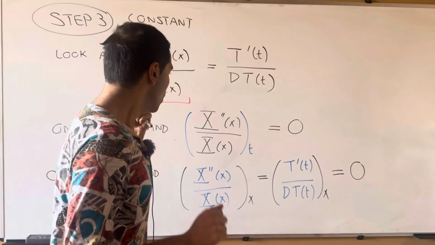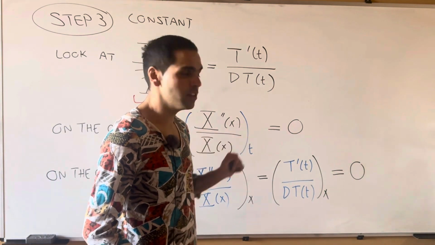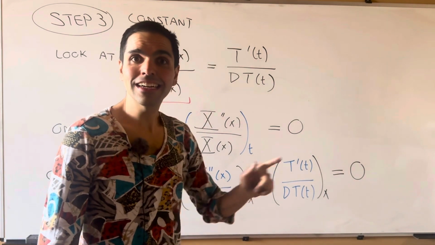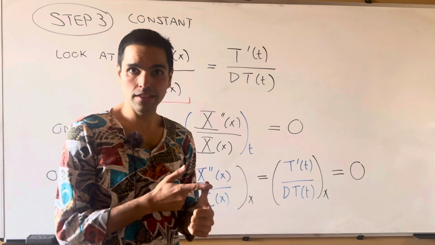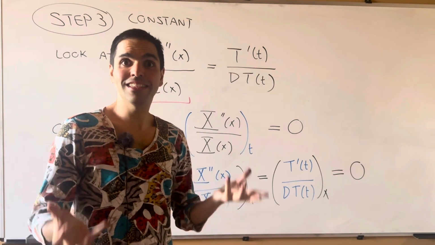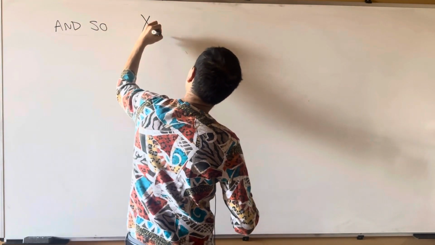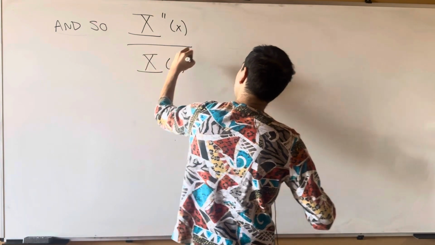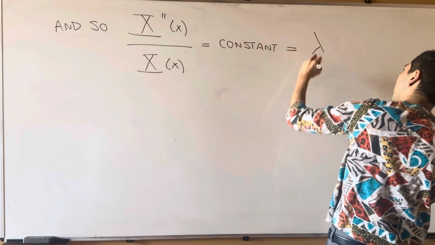So what do we have? We have a mystery quantity. We know it doesn't depend on t, because the t derivative is 0. And it also doesn't depend on x, because the x derivative is 0. So this mystery quantity doesn't depend on x and doesn't depend on t. So what is it? It's a constant. So once again, x double prime over x is a constant. And we call this lambda.